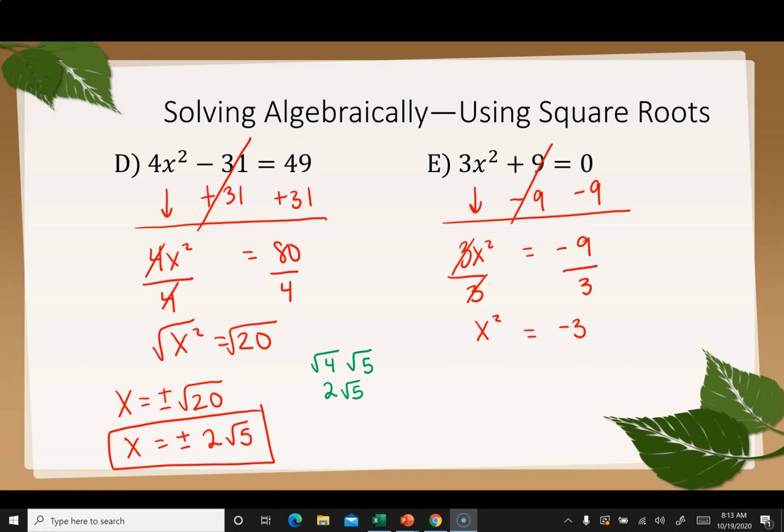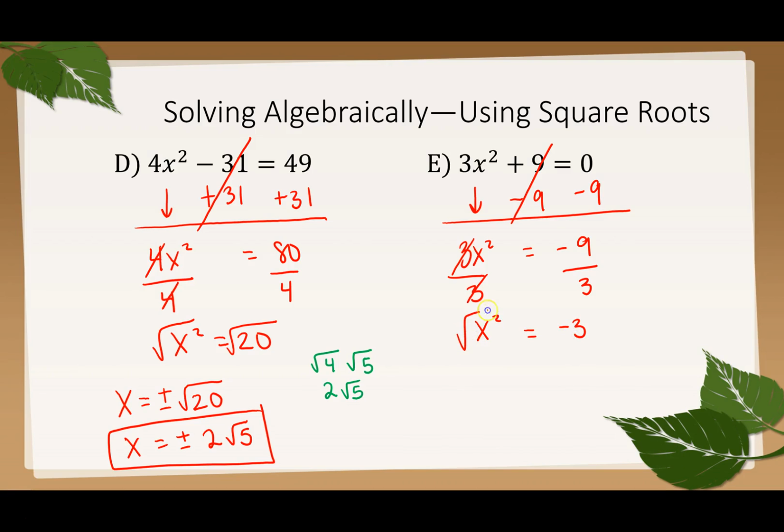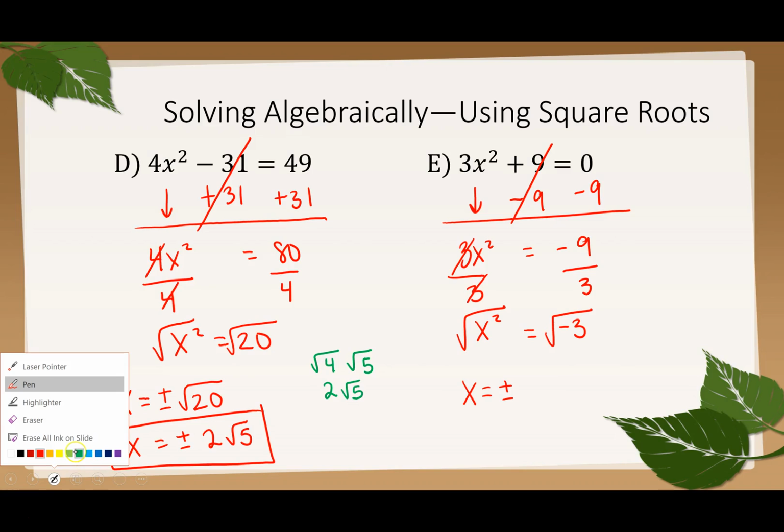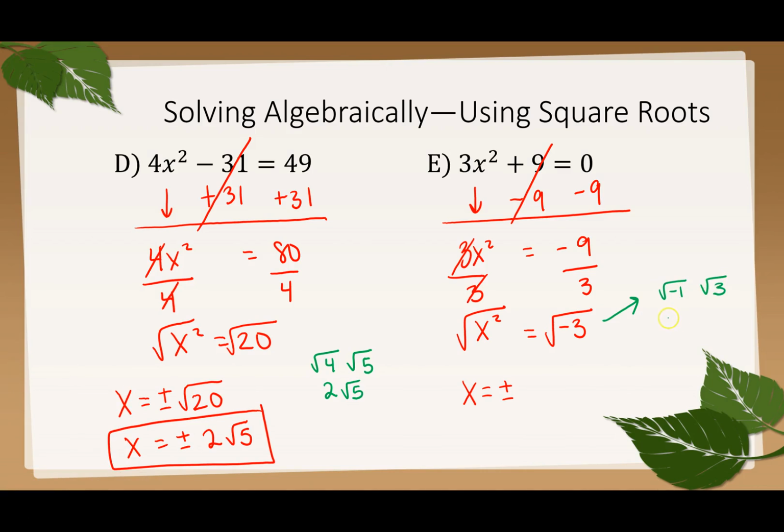Next thing we're going to do is square root both sides. Okay, so I get x equals plus or minus. And notice how I've got a negative under the radical. So let's go ahead and break this down again. So you'll have the square root of negative 1 times the square root of 3, which would be i root 3. And you cannot break down root 3 any more than that. So your final answer, in most simplified form, would be plus or minus i root 3.